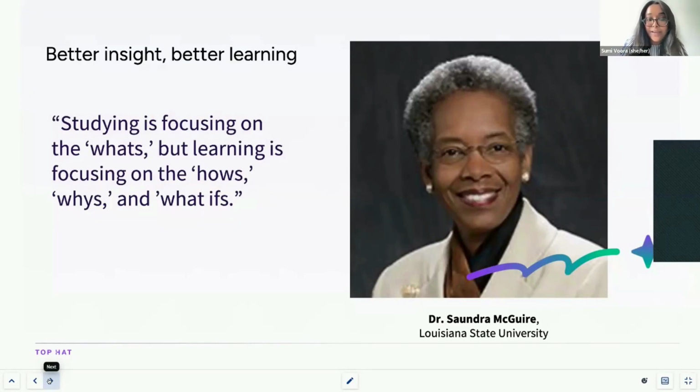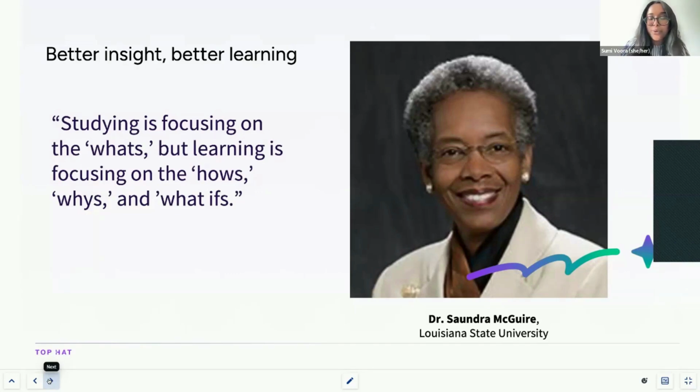Studying is often about grasping the what's. What are the facts? What are the formulas? What is the information that we need to absorb? And while that's a crucial first step, it's just that, a first step. However, true learning, the kind that transforms students and fuels their long-term success, goes so much deeper. It's about the hows, the whys, and the what ifs. It's about understanding how to apply knowledge, why concepts work the way they do, and what happens when we approach the problem from a different angle.